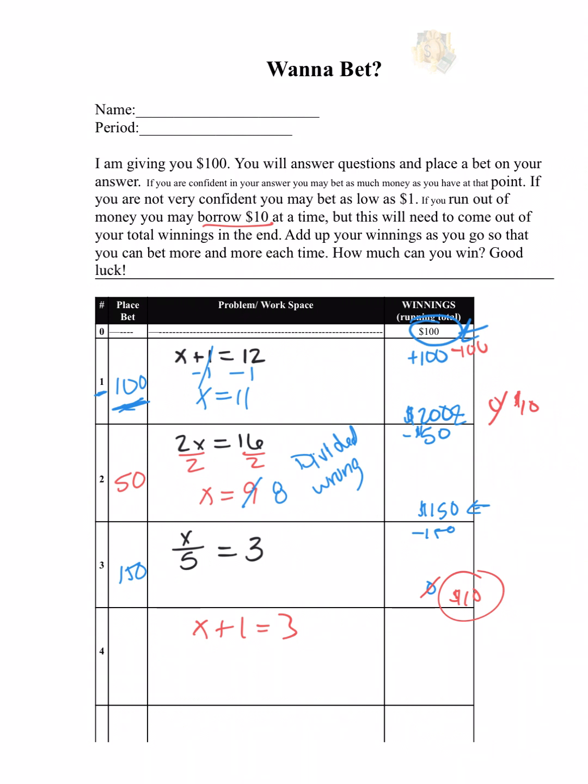And we're going to keep going through all 10 problems and see how much money you can end up with at the end. Remember that if you borrowed any $10 once or twice or 3 times, you have to subtract that from whatever your total is at the end.